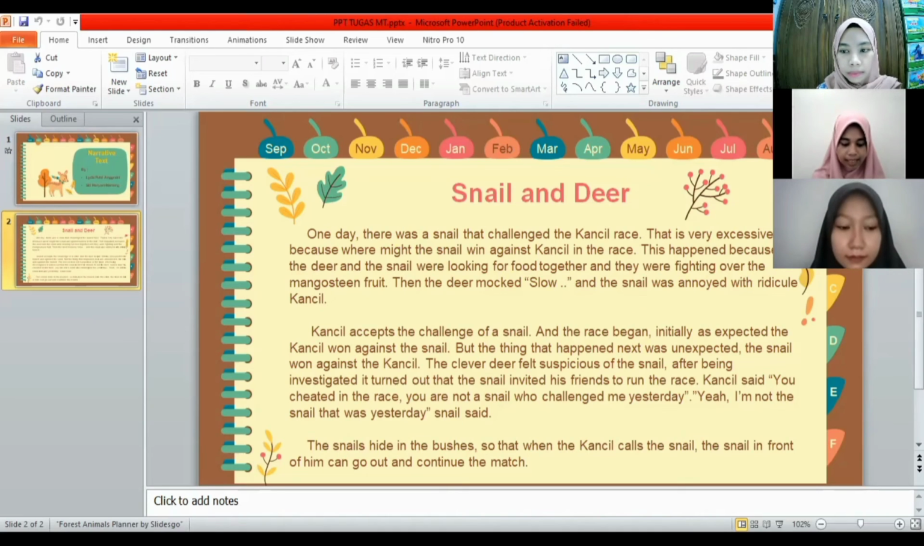Okay, thank you, Lydia. I will continue with the last paragraph, which is the resolution, which shows the resolution of the problem in the complication. This text also uses past tense such as was, were, expected, won, and others. There is also a dialogue between characters using saying and thinking verbs like said, and using adjectives. That's all.